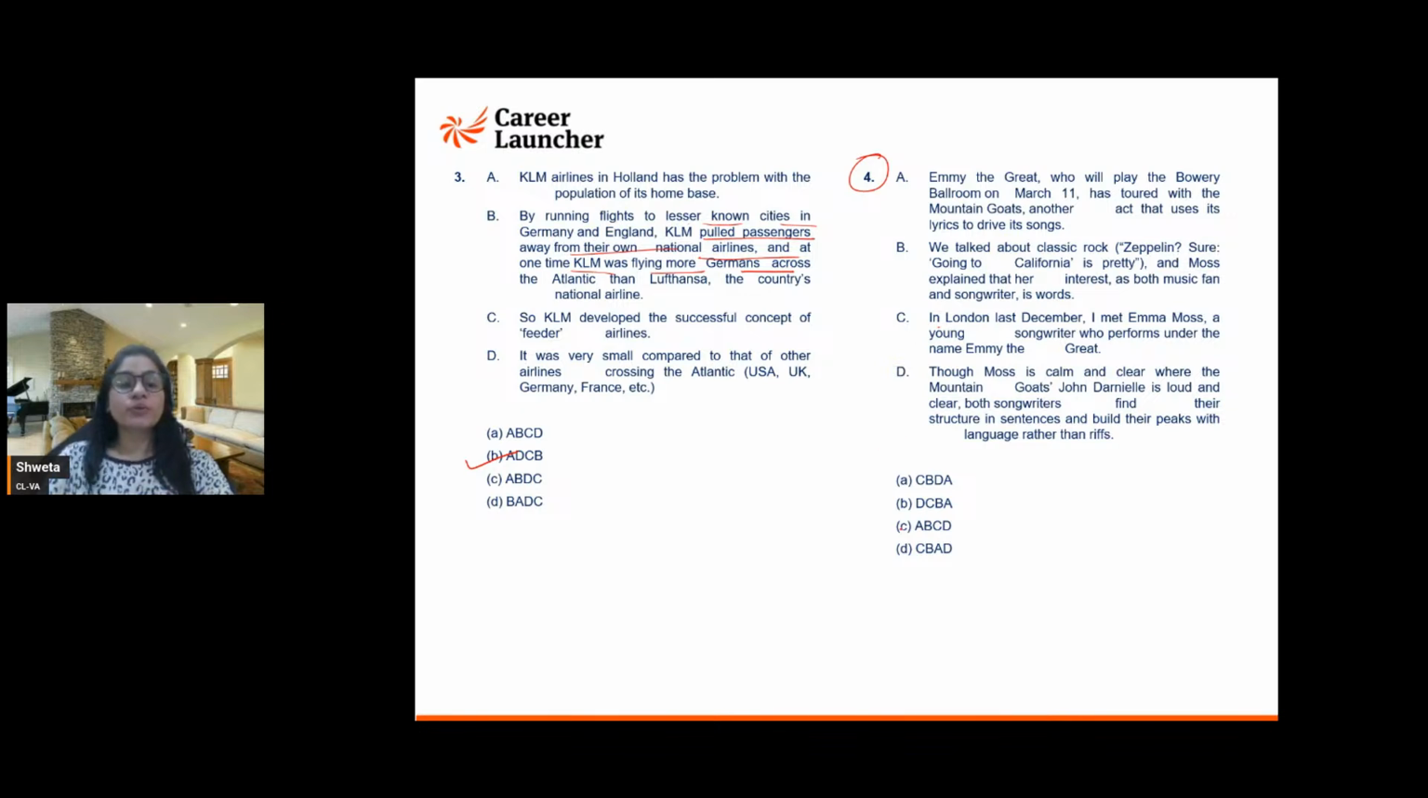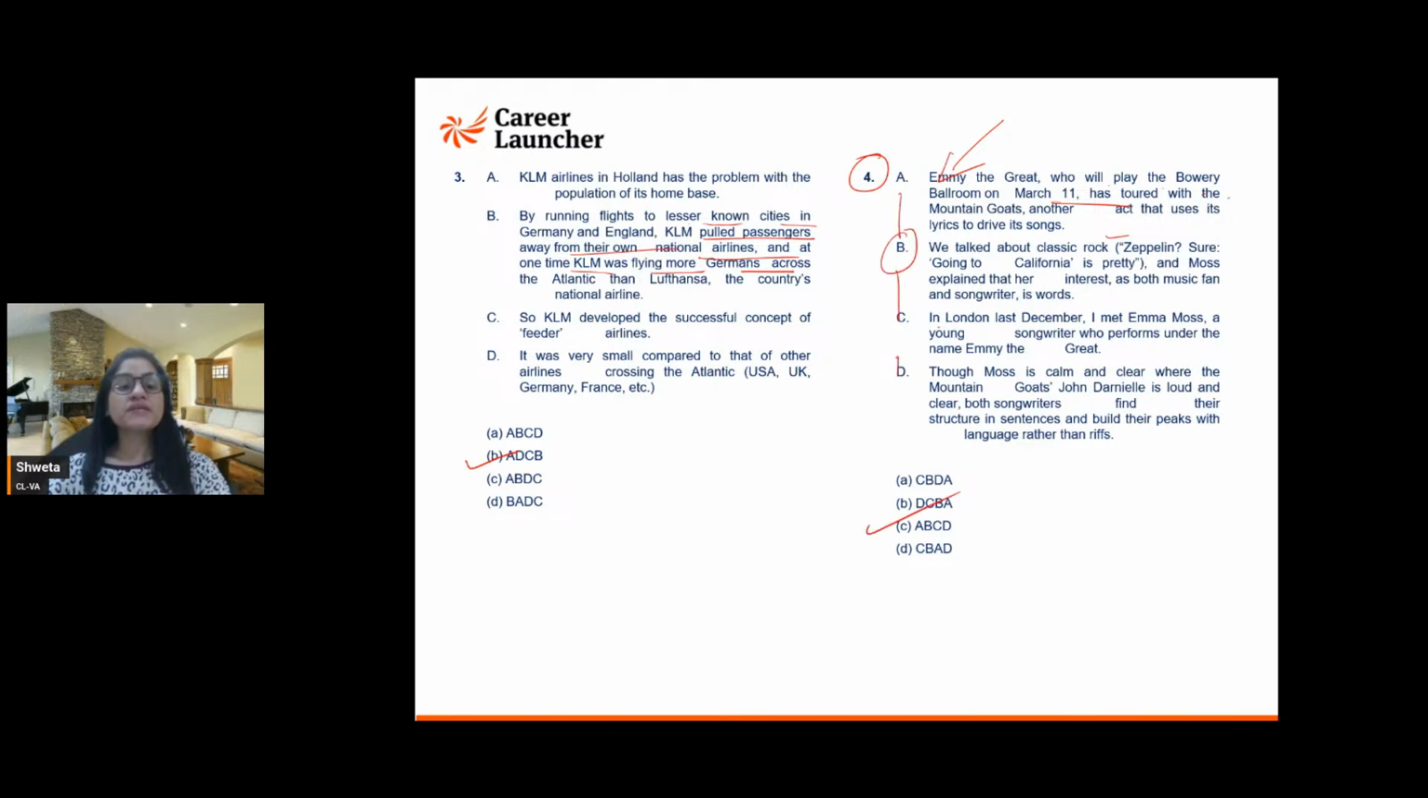They don't riff away. So naturally, we start with an introduction. We talked about this and this. So can it start with B or should it be A? You first introduce the complete name. So Emmy the Great, who will play the Bow Ballroom on March 11, has toured with the Mountain Goats. It has to start with A. Then how and what happened? So connect with B, C, and then D.